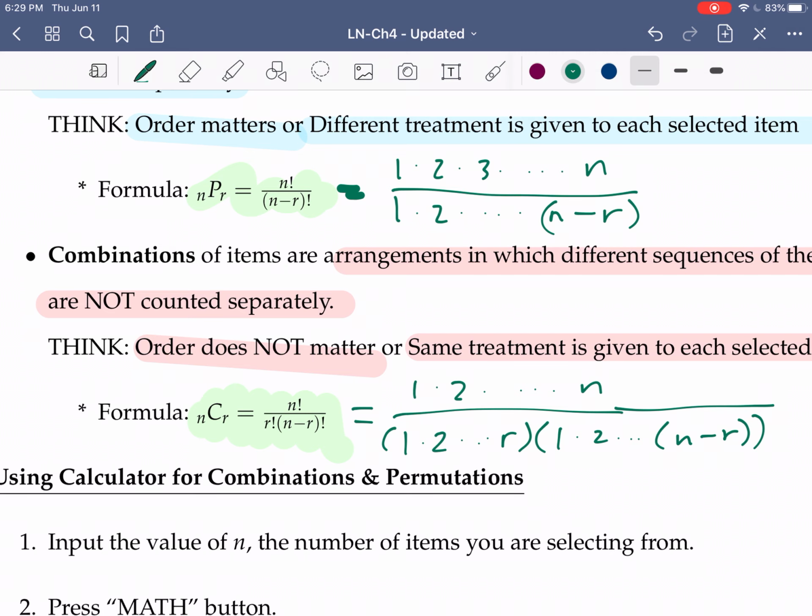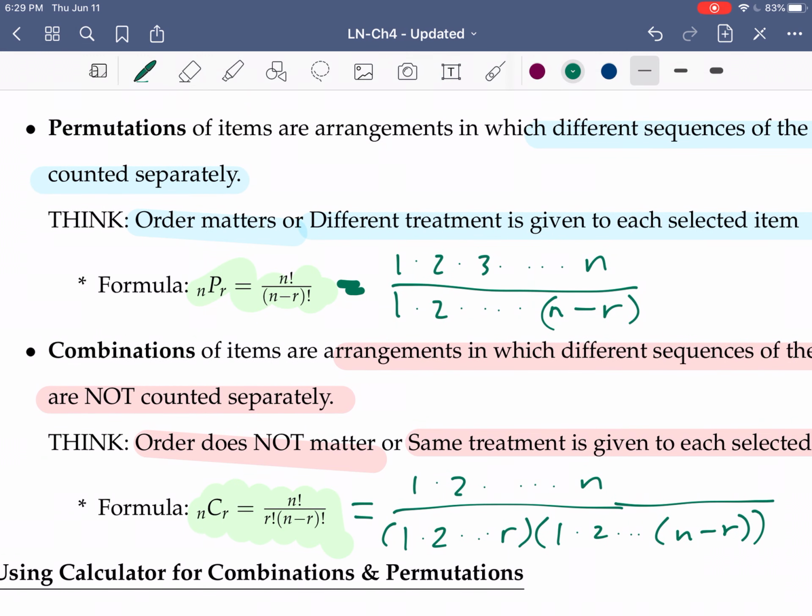One thing to be careful of: that factorial cannot be distributed, so you can't bring that here and write it as n factorial minus r factorial. Not the same thing. So don't distribute that factorial. Just treat them separately. And those are some counting rules.